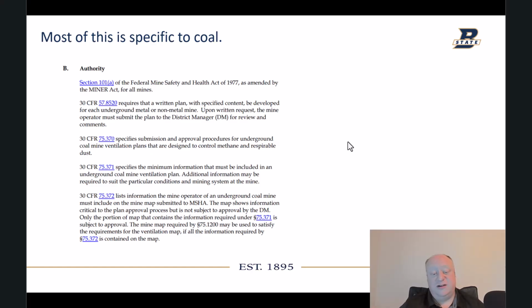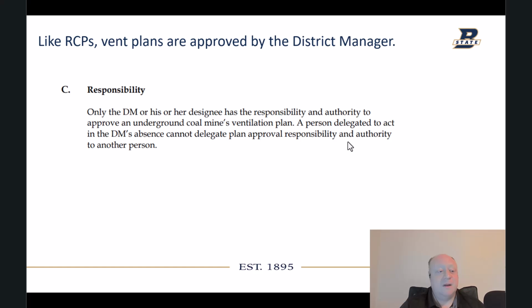So there are multiple sections that discuss the ventilation map and what it must contain. And so, like I said, mostly specific to coal, because you see metal nonmetal is really only under one of these sections, and coal has multiple sections and multiple recording requirements, that sort of thing. Like I said, plans are approved by the district manager, just like roof control plans. Only the district manager or his or her designee has the responsibility and authority to approve a ventilation plan.